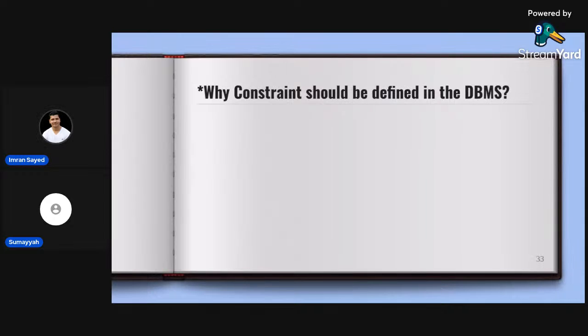Why should constraints be defined in the database? Let's see if we can recall anything. For integrity, for data protection, avoiding redundancy. Can you think of anything else?